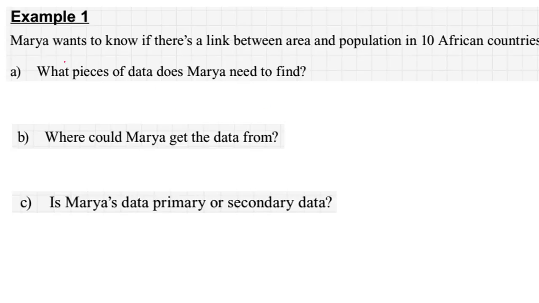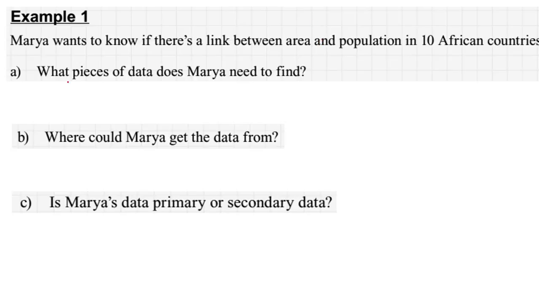Okay. So the question says, Maria wants to know if there's a link between area and population in 10 African countries. Now, a link basically means something like this, that maybe she thinks that the bigger a country is in terms of area, the higher the population. So bigger countries have got so many people living there. So that's what she might have thought. So therefore, she's gonna try and find this one out.